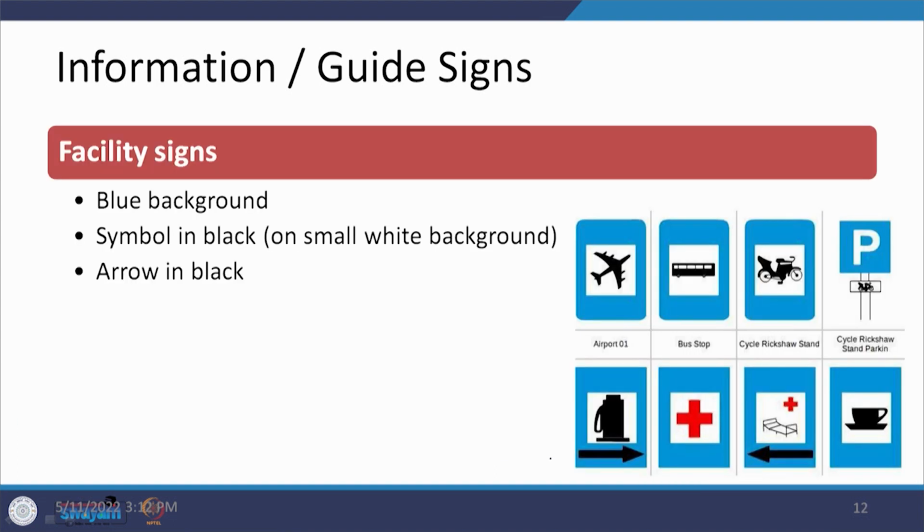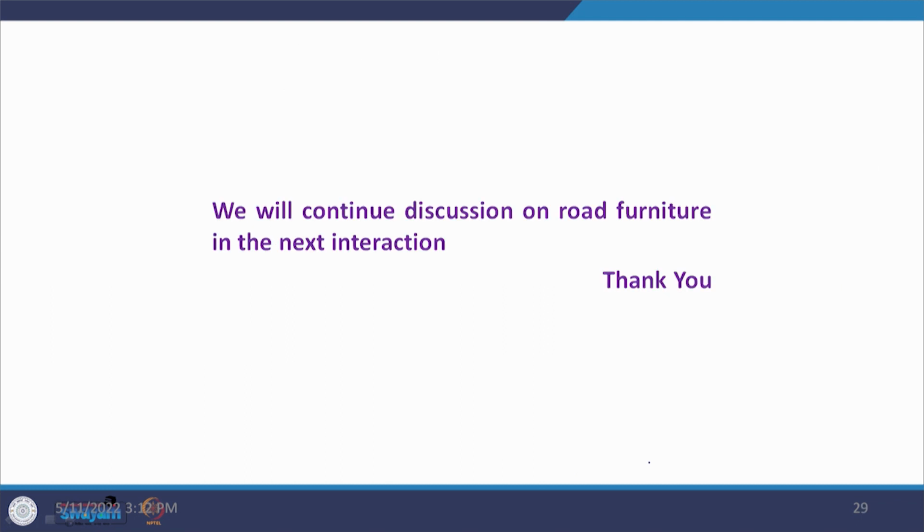Then there can be different information or guide signs, and these can be related to different types of facilities. So, we can stop our interaction here, and we will be discussing these different types of information signs related to the various facilities in another interaction. We will be continuing our discussion on these particular types of facility signs in the next interaction.